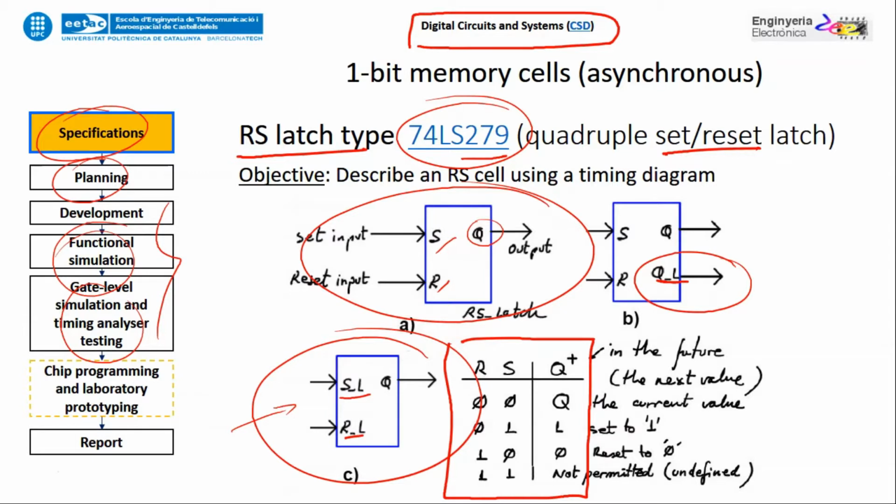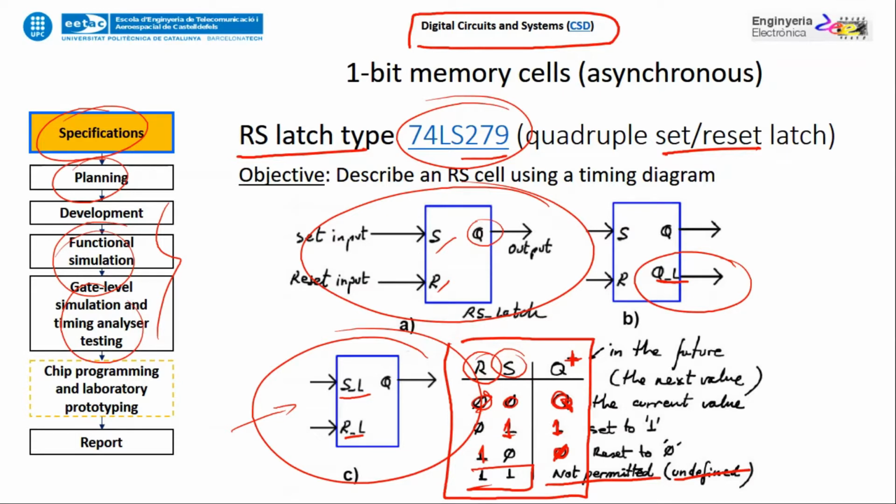So if you have a table like this where R and S look like active high, if 0, 0 happens, they are not active. When R and S are 0, 0, you keep the value; the next state is for keeping the value. If you are driving the S, you like to save a 1. If you are driving the R, you like to save a 0 in the cell, and 1, 1 is not defined or not permitted, or undefined, as you like, okay?